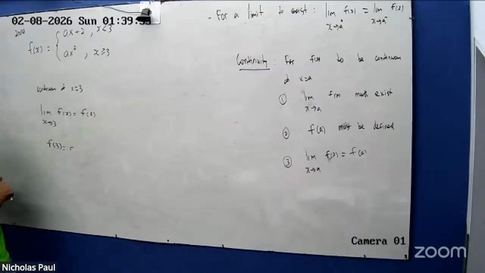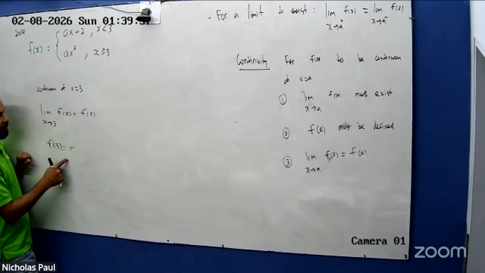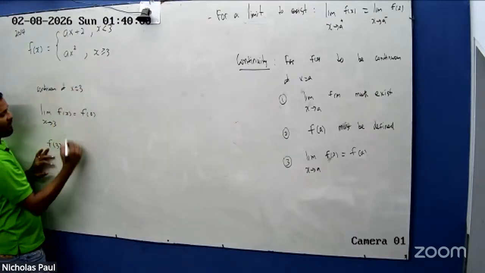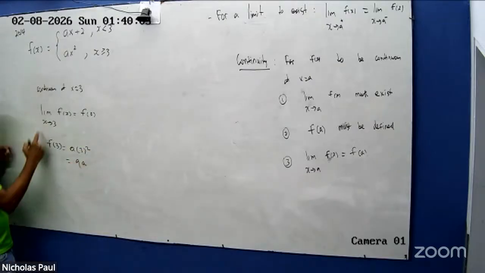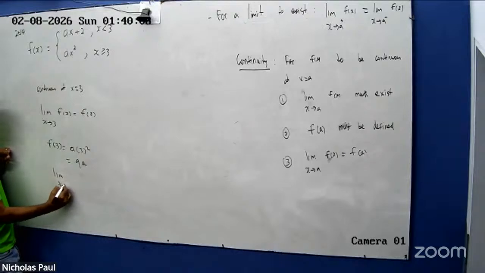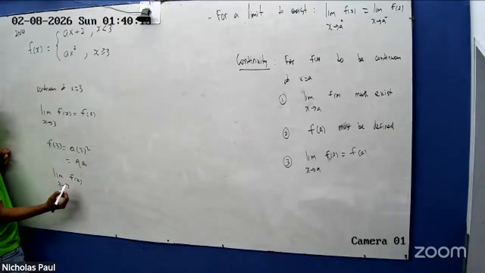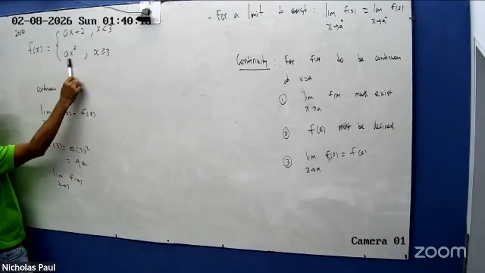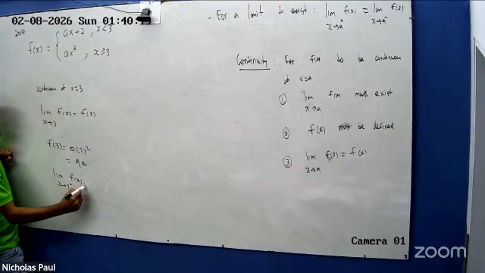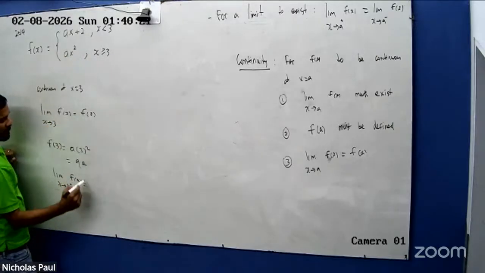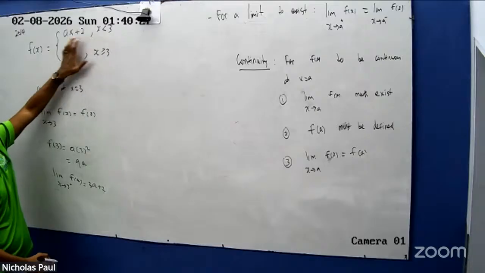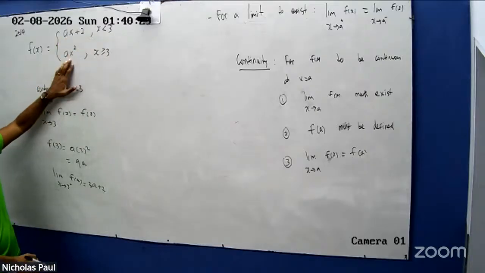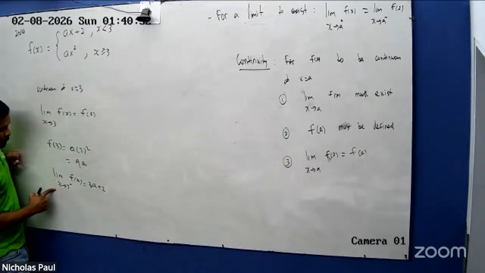All right, nice. Now you see what you got? So f of 3, we're using this here. That'll be a times 3 squared. That'll be 9a. Now let's check out the limit. The limit as x approaches 3 must exist. Let's check it from the left. As we approach from the left, that will be 3 times a plus 2. Remember, as you approach from the left, all you have to do is drop in 3 here. As you approach from the right, just drop in 3 here. Okay? So we got 3a plus 2.